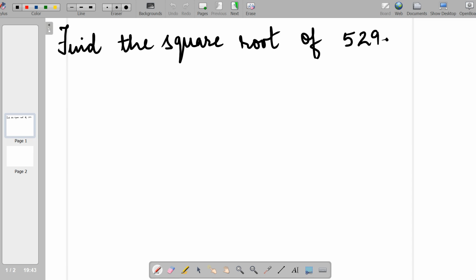In today's session, we are going to see how we can find the square root of any given number by the division method. If we have a number that is a perfect square, then you can find it by the factorization method. You get the factors, put them in pairs, and get the square root of that number.